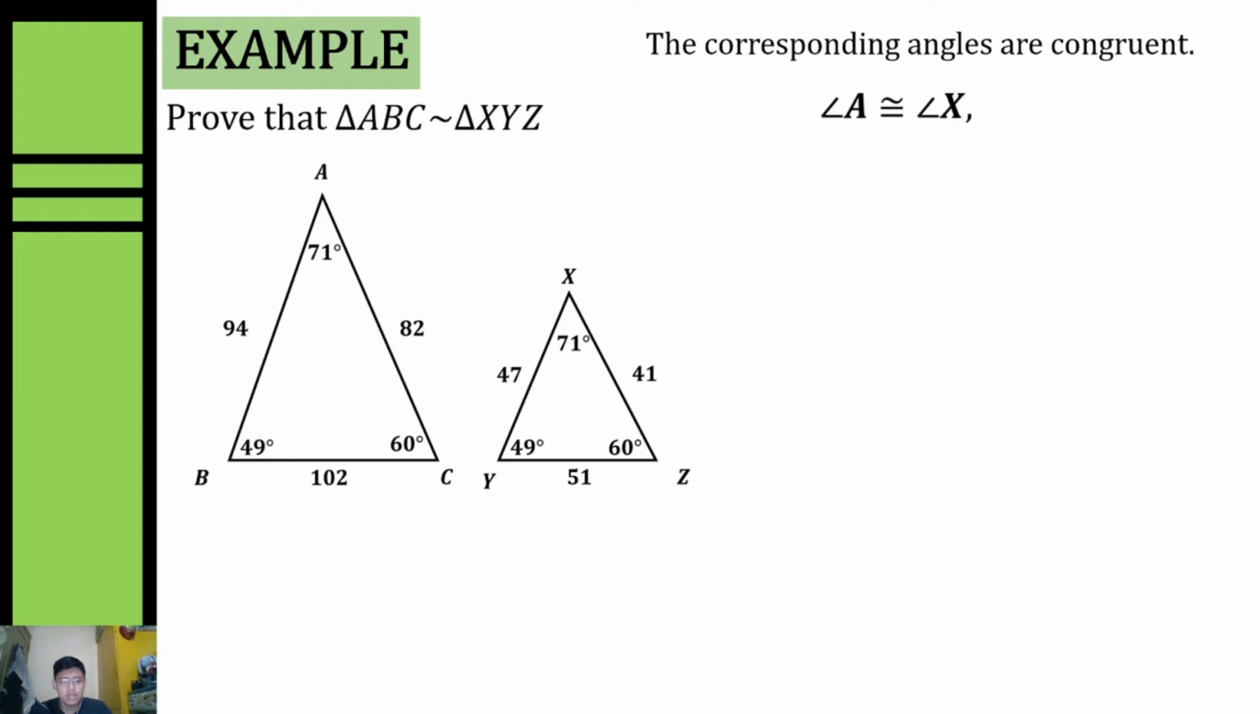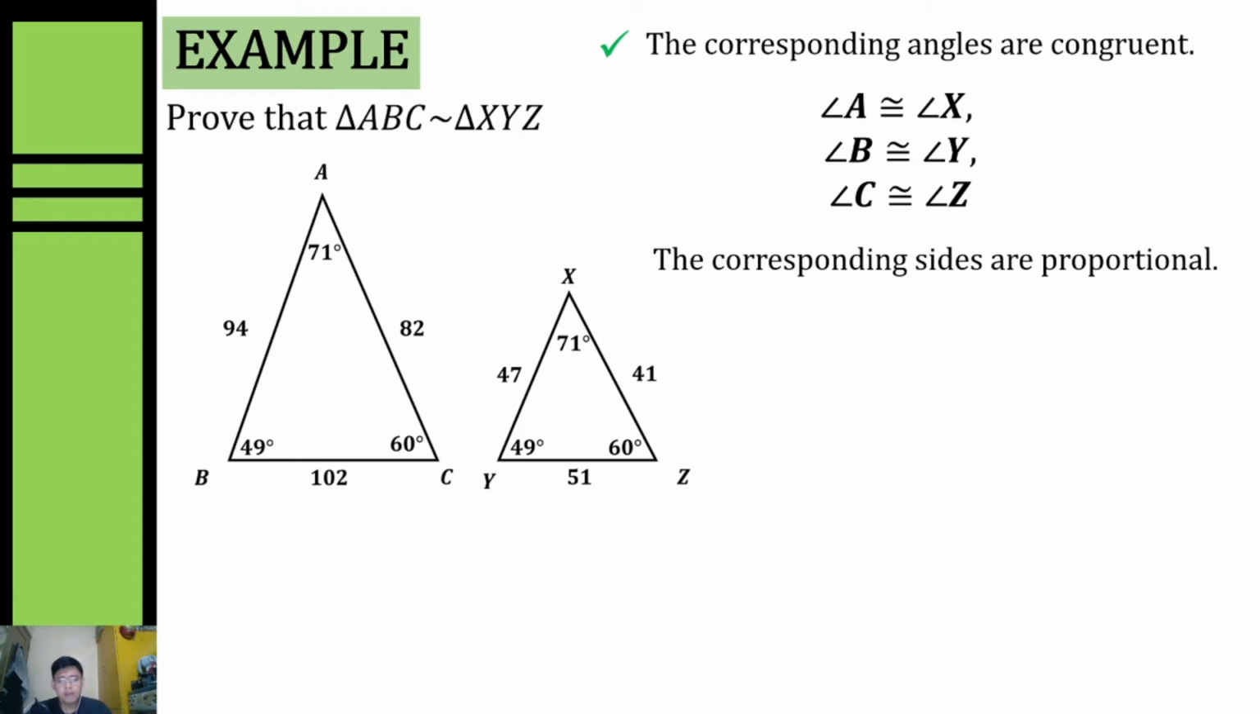Angle A is congruent to angle X. They have the same measurement, that is equal to 71 degrees. Angle B is congruent to angle Y because they have the same measurement, that is equal to 49 degrees. Angle C and angle Z are congruent because they have the same measurement, that is 60 degrees. So we can say that the corresponding angles are congruent.